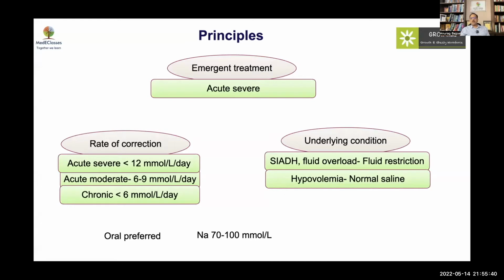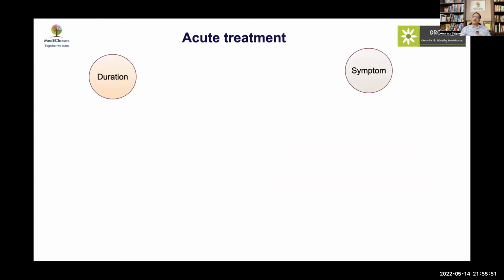If you are able to correct it orally, give it orally. Usually if you are giving IV, the typical sodium is around 70 to 100, and 120% is what is required. So the acute treatment will depend upon the duration and the symptoms. Now, often you may not know the duration, so we have put that also as a caveat.